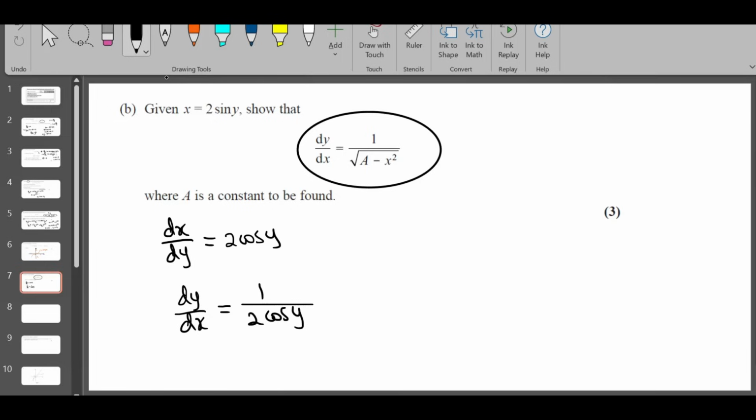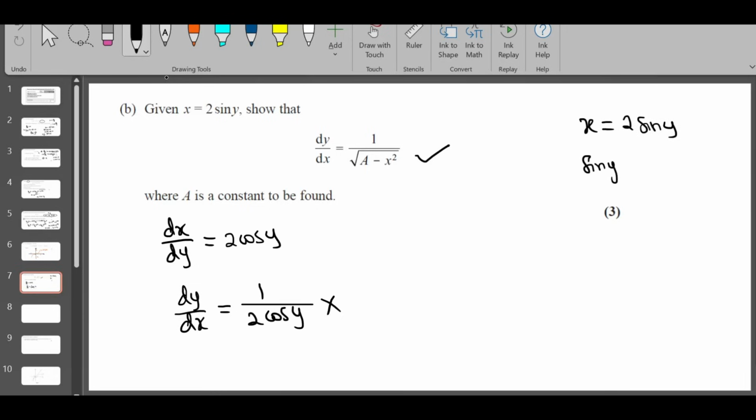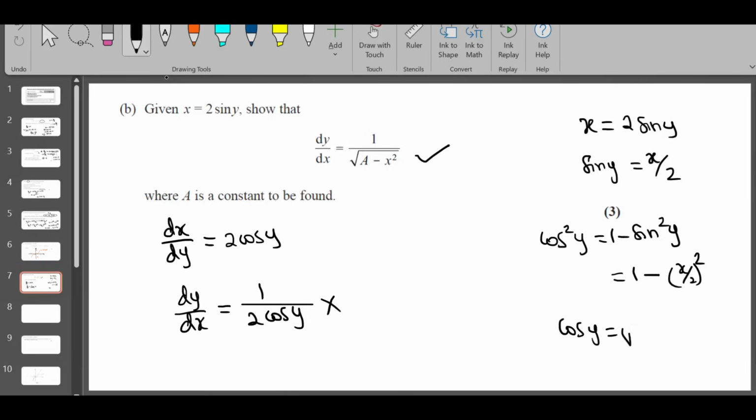But they don't want it in terms of y, they want it in terms of x actually. That's when we need to use the original function. X is 2 sine y. So sine y is going to be x over 2. We know cos square plus sine square is 1. So cos square is going to be 1 minus sine square using trigonometric identities, which is 1 minus x over 2 whole square. So cos y is going to be square root of 1 minus x square over 2 square, or you can put it as a single fraction, 4 minus x square by 4.